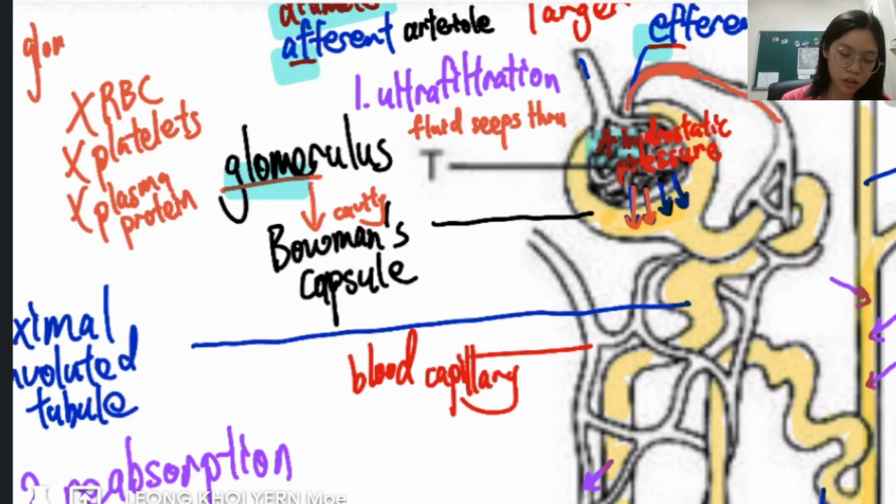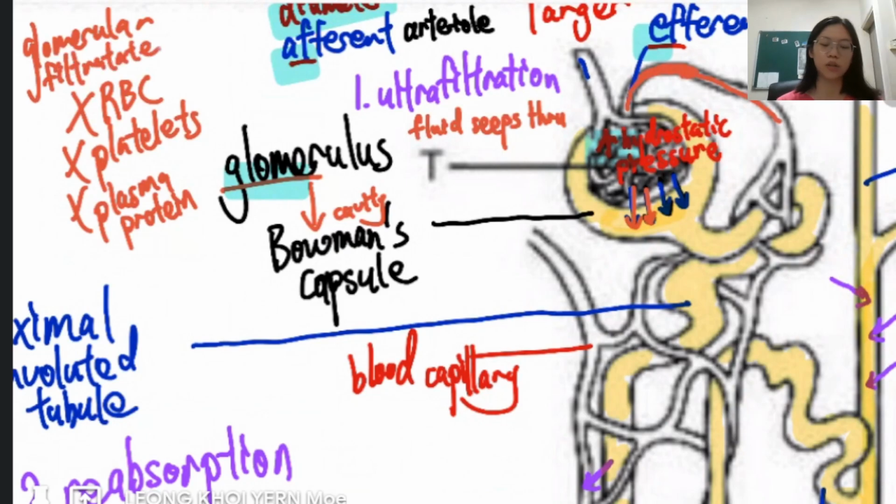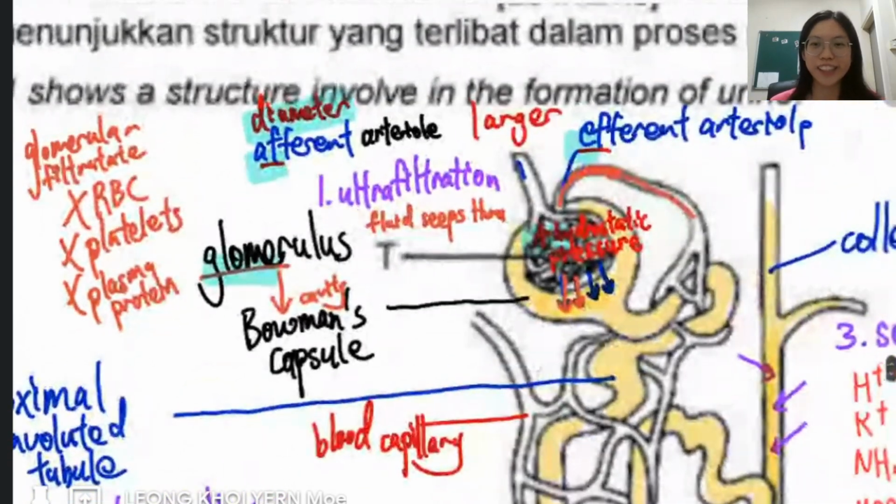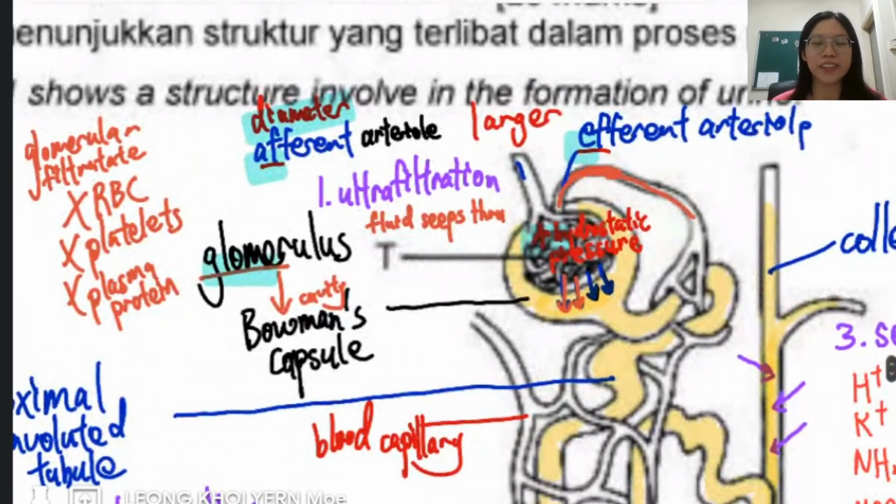So glomerular filtrate does not have red blood cells, no platelets, and no plasma protein. So in conclusion, a lot of points in just one process: ultrafiltration occurs.